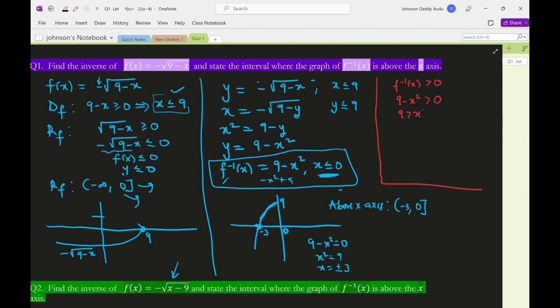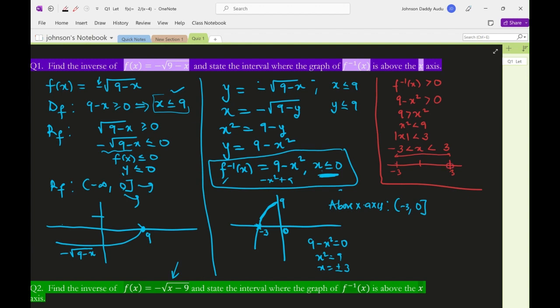This means that 9 will be greater than x squared. So x squared is less than 9. If you take the root of both sides, you will have the absolute value of x is less than 3. And we're supposed to have minus 3 less than x less than 3. So it's simply something like this. This is going to be minus 3 and this is 3. You're supposed to be from here to here, right?